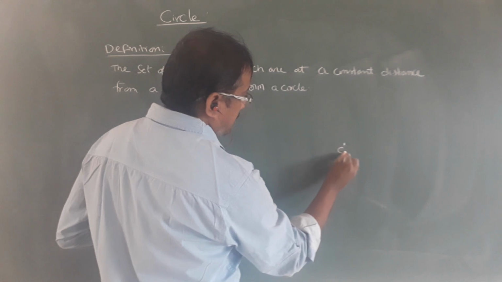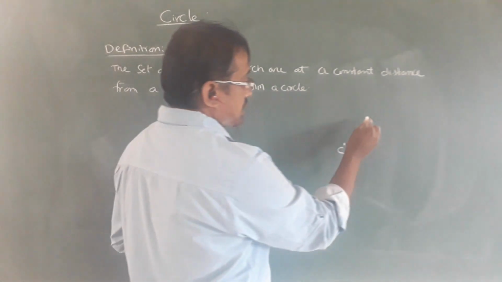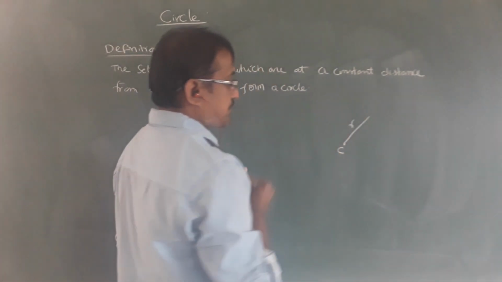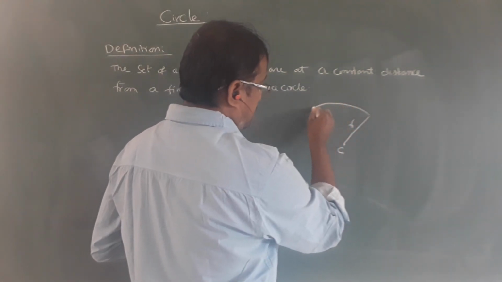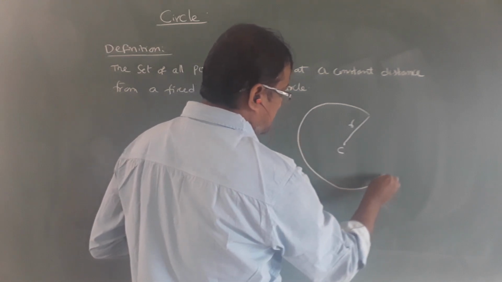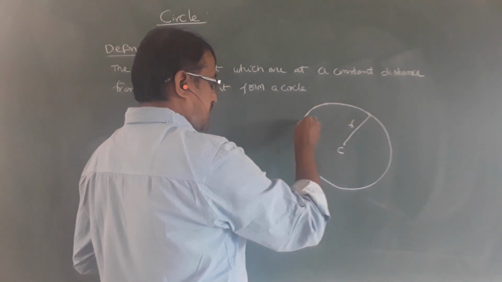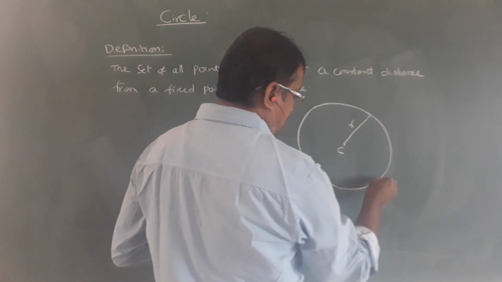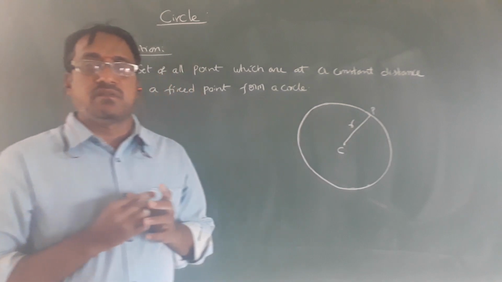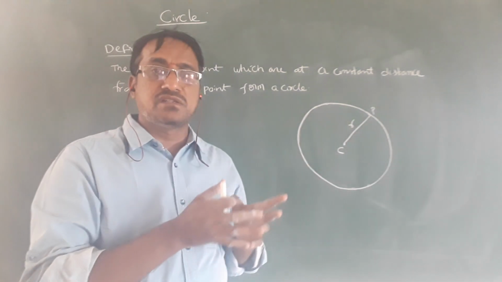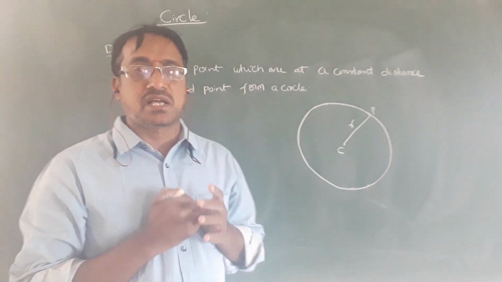Now let the fixed point be C. Let C be the fixed point and the constant distance is small r. Now the set of all points which are at a constant distance from this fixed point, these are all the points which are at a constant distance from the fixed point. Those points form a circle. Very easy to understand.